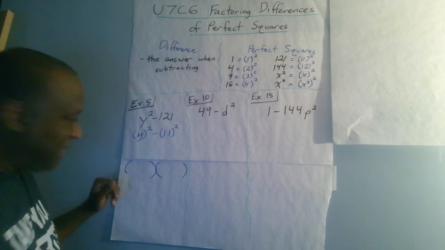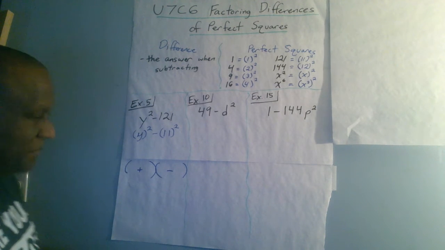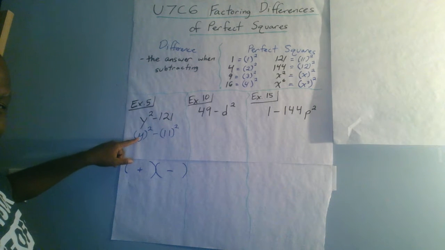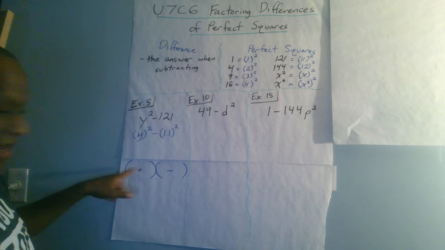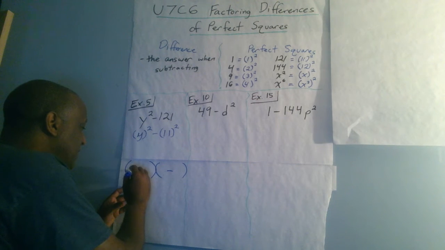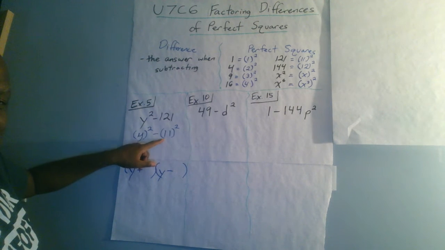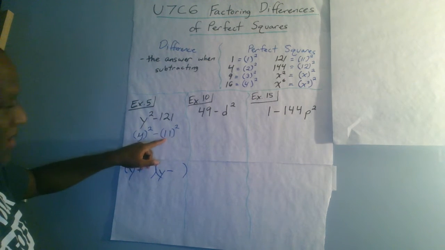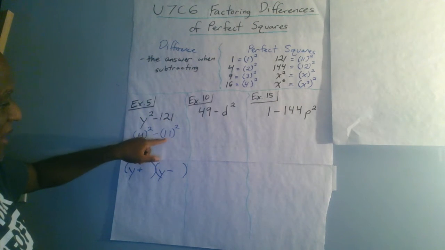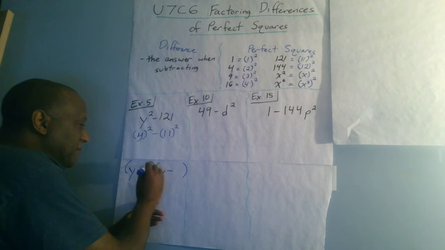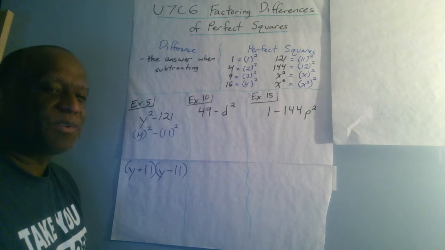One of them we're going to make addition. It's going to be a plus sign. And one's going to be minus, right? Whatever that first term squared is goes in the first space in each of these binomials. So each of these is going to be y. The second number, whatever that second term is being written squared, since 121 is 11 squared, we're going to write that 11 in both these boxes here. Alright, we got to the answer real quick.